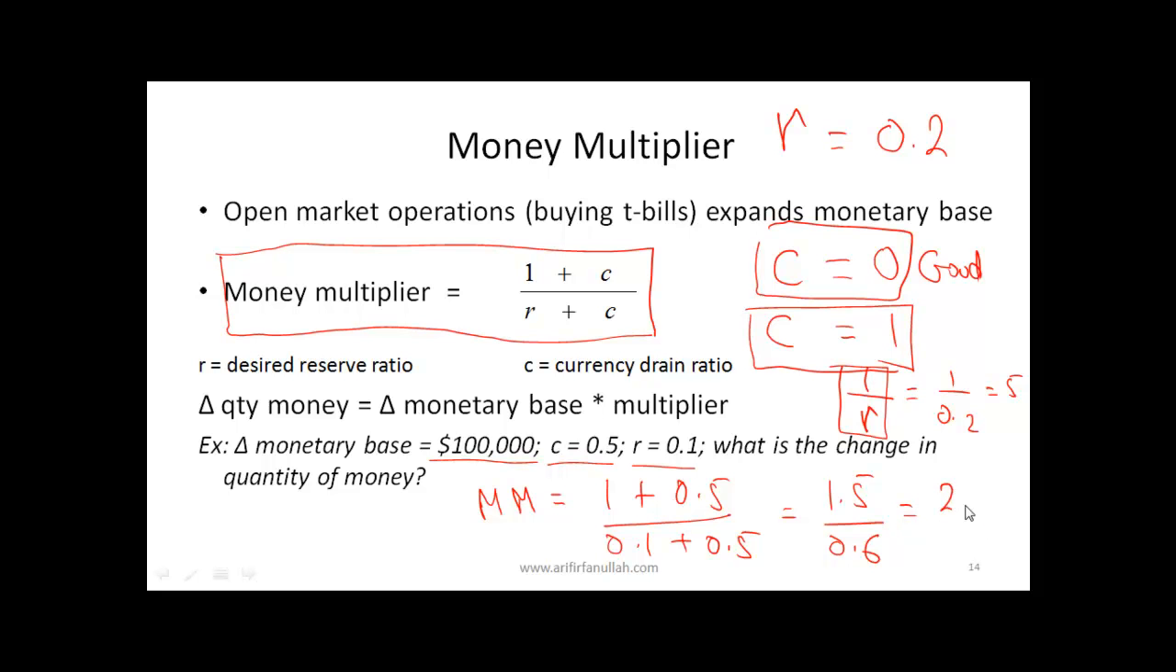So this is 2.5. Notice that when you have a currency drain ratio of 50% or 0.5, what does that mean intuitively? When people receive money, they keep half and put half in the banking system. So half the money is drained out of the banking system. What did that do to the multiplier? With a drain ratio of 0, the multiplier was 5, and with a higher drain ratio, the multiplier is lower. So that is 2.5. Everybody with me on that?